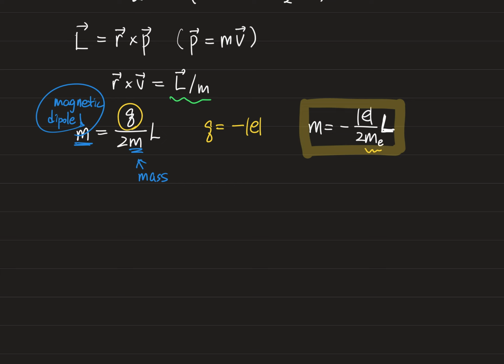And we want to calculate its impact on our potential energy. So potential energy of magnetic dipole in external magnetic field B is equal to minus M inner product with magnetic field B.